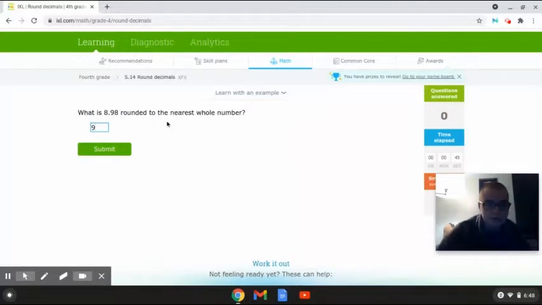So the answer for this problem is 9 because we took a look at the key digit and saw that the number next to it was bigger than 5, so we rounded it up. And 9 is the nearest whole number that 8.98 can be rounded to. And that is how to solve this problem. So let's move on to the next one.